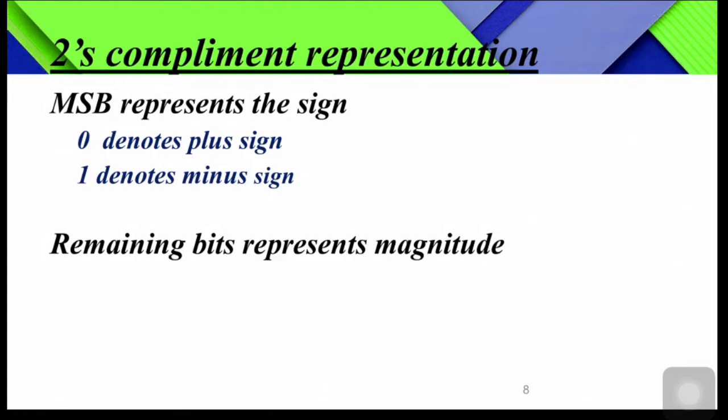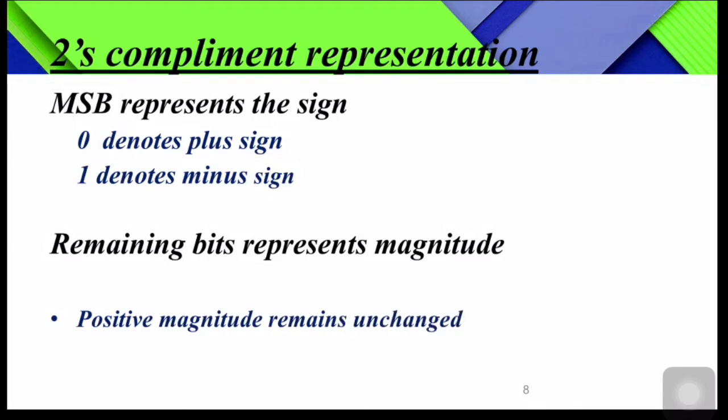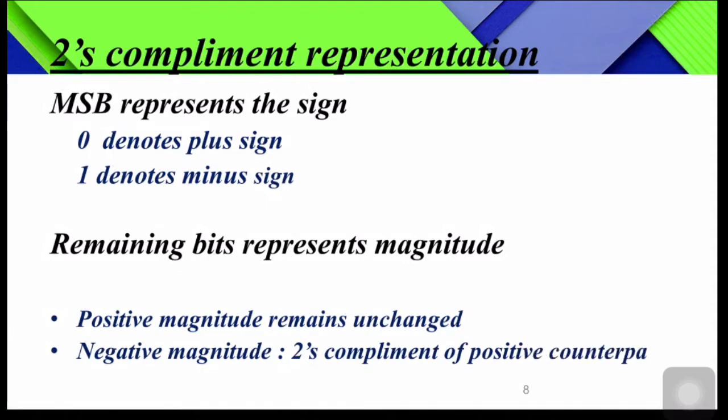If the number is positive, then the MSB in its 2's complement representation will be 0 and its magnitude part will be the binary representation of the number. On the other hand, if the number is negative, then the MSB in its 2's complement representation will be 1 and its magnitude part will be the 2's complement of the binary representation of the number.